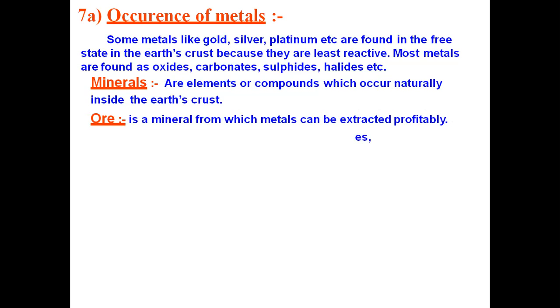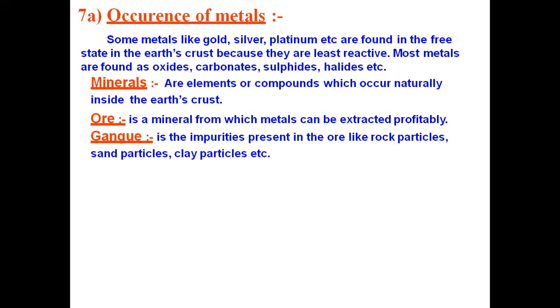One more term we have under metal extraction is gangue. Since the ore is present in the earth's crust, there will be sand particles, rock particles, and clay particles attached to the metal. Those particles which are present along with the ore are called gangue. Gangue is the impurity present along with the metal.